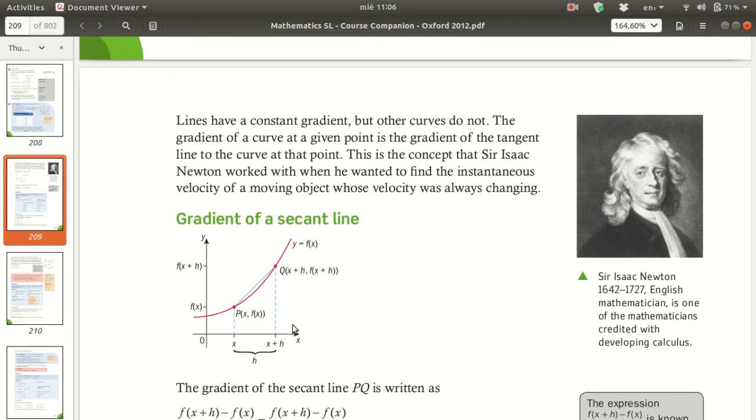So the first thing that we're going to talk about is serial killers. Nah, I'm kidding. Let's talk about Isaac Newton.